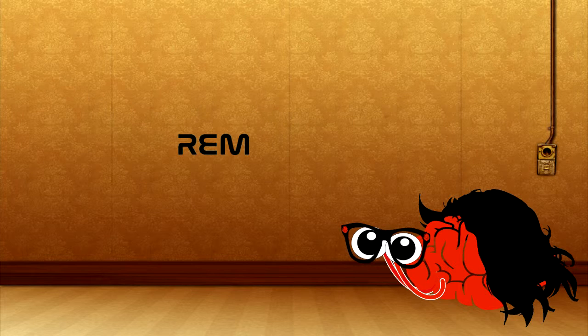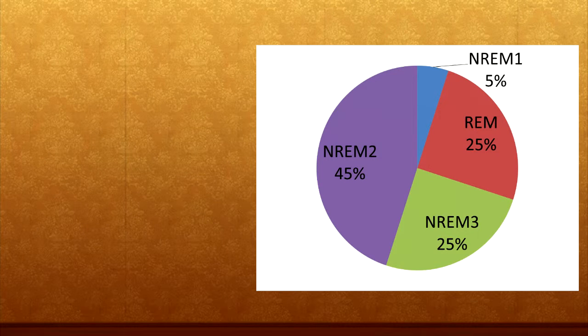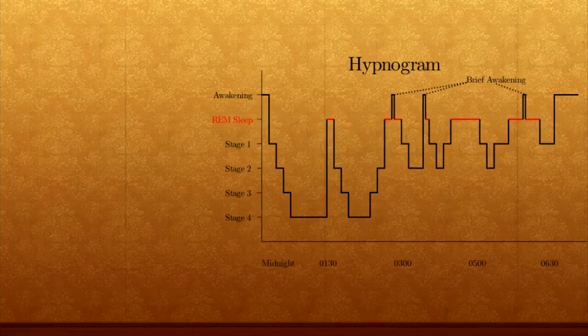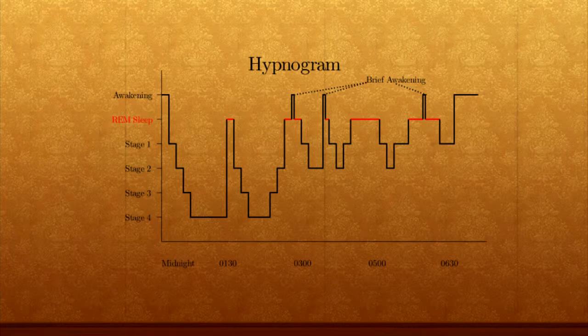Lastly, REM sleep occurs every 90 to 120 minutes, and it's about 20% of our total sleep time. When you're younger, REM sleep lasts longer, and babies spend about 80% of their sleep time in REM. REM occurs mostly at the end of the night, and the time spent on it increases as the night goes by.